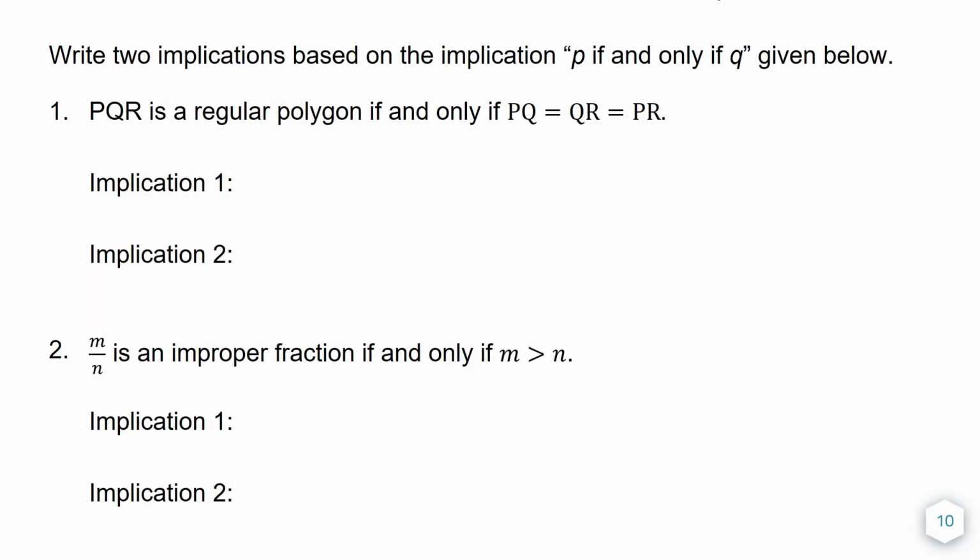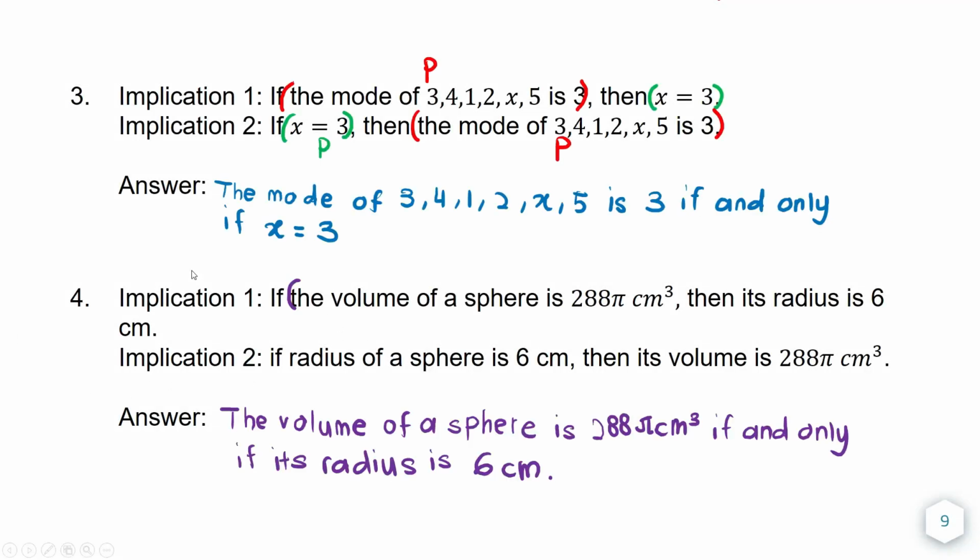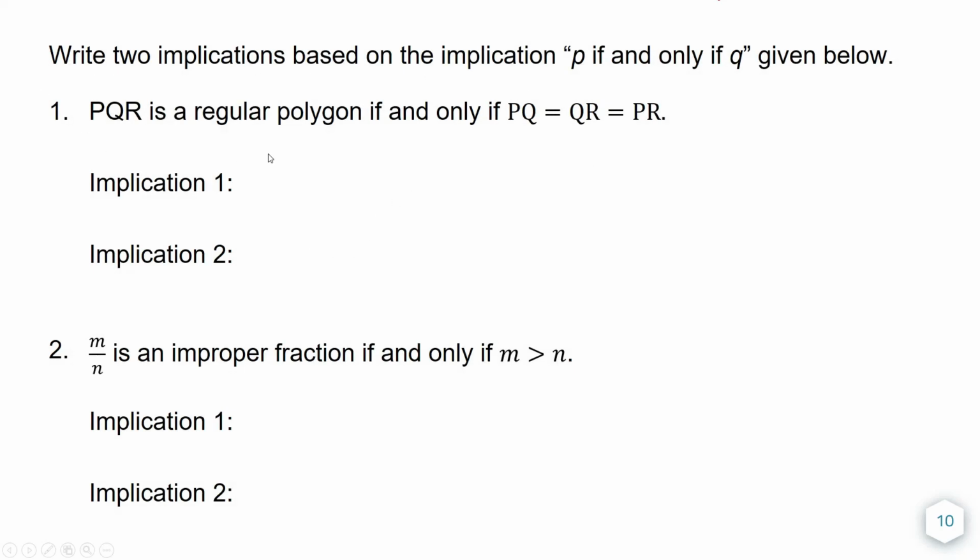Next. Write two implications based on the implication P if and only if Q given below. Just now we combined these two implications to form if and only if. Now we're going to split this statement into two implications, implication 1 and implication 2. The form of implication 1 is: if P then Q. For implication 2, it is in this form: if Q then P.